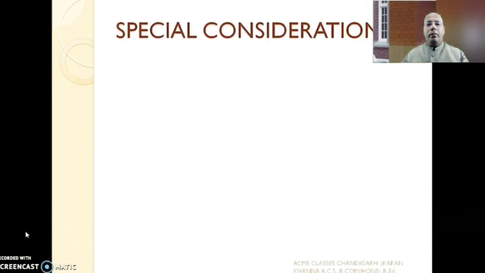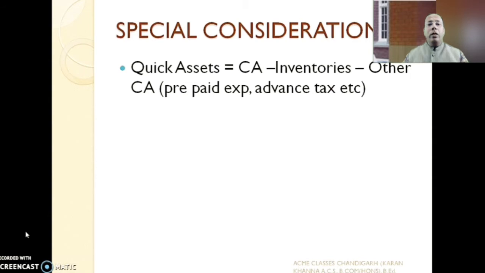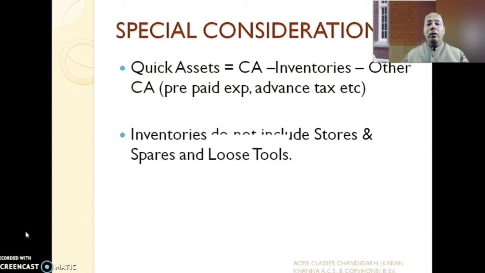Proceeding, what special considerations do we need to look into for liquid assets? First of all, what are liquid assets? Liquid assets are current assets minus inventories minus other current assets. Normally, children are used to saying minus prepaid expenses. Well, that is not the entire correct picture. It is minus other current assets, which may include prepaid expenses, advance tax, and so on and so forth.